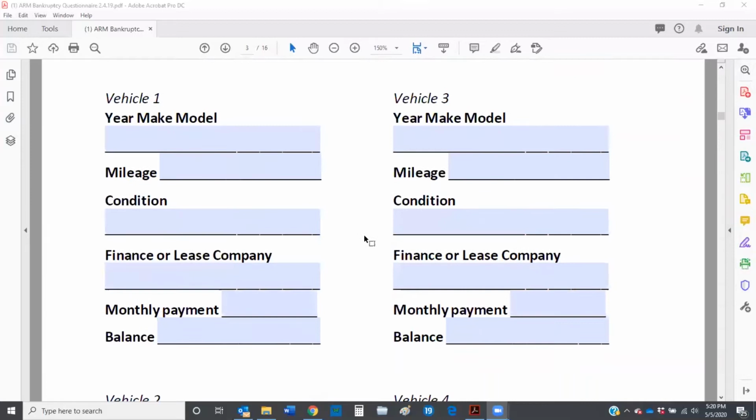The next page talks about vehicles. Here's where you'll list cars that you may own outright if they do not have a loan. If they do have a loan, please indicate who the finance, or if it's a leased vehicle, who the lease company is. What's the monthly payment as well as the balance. Also in this section, we'll go items like campers, boats, ATVs.